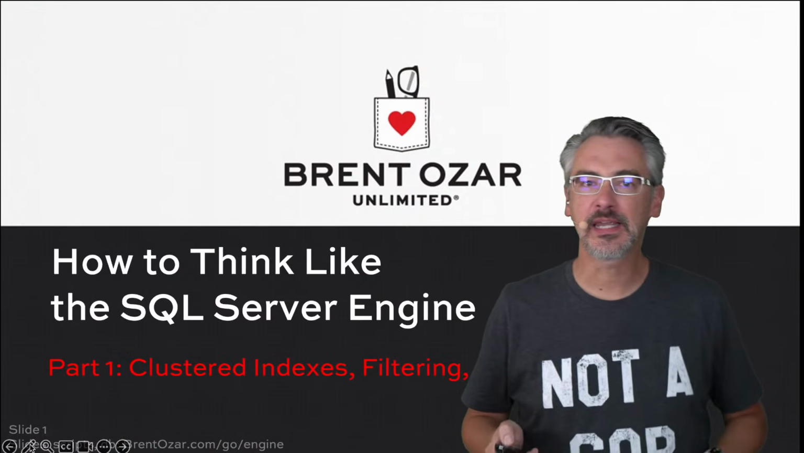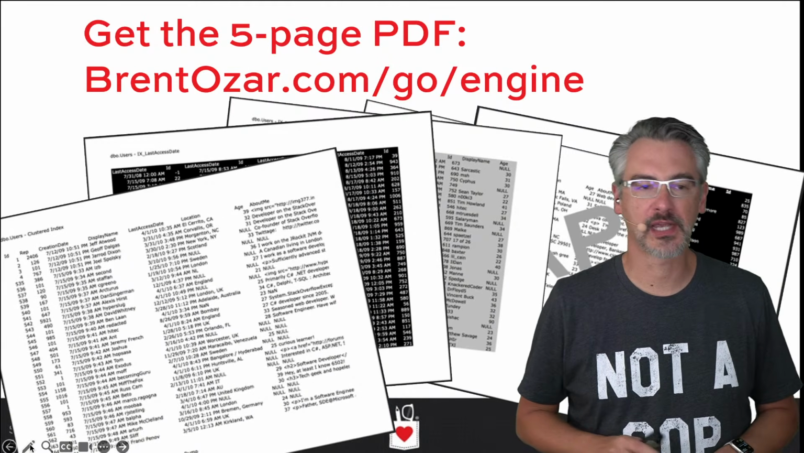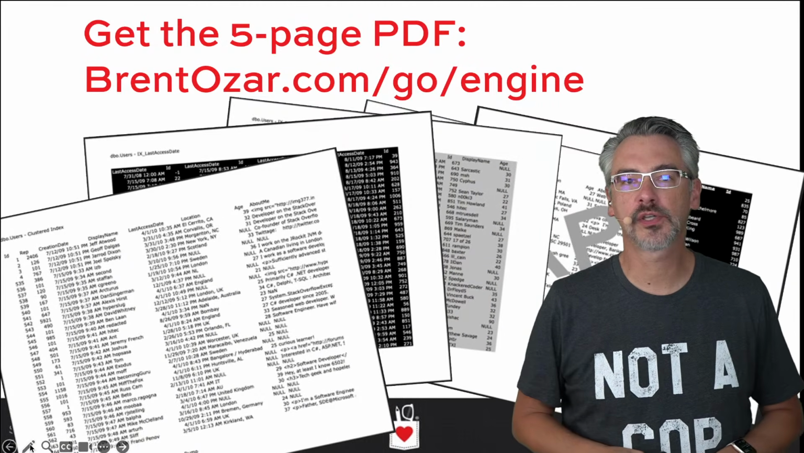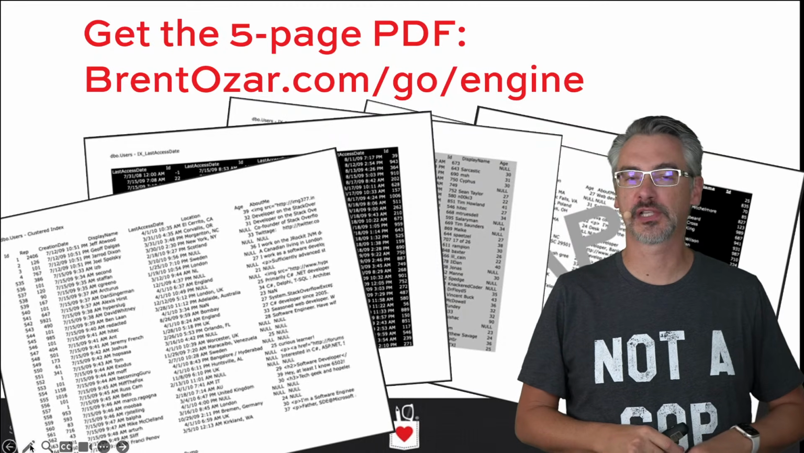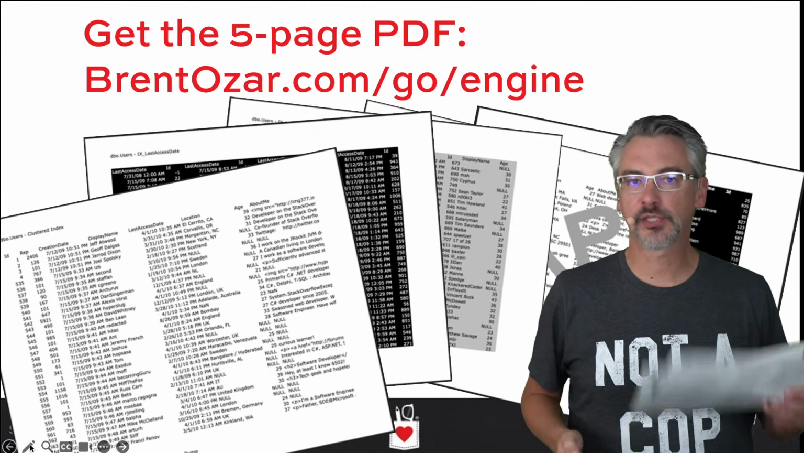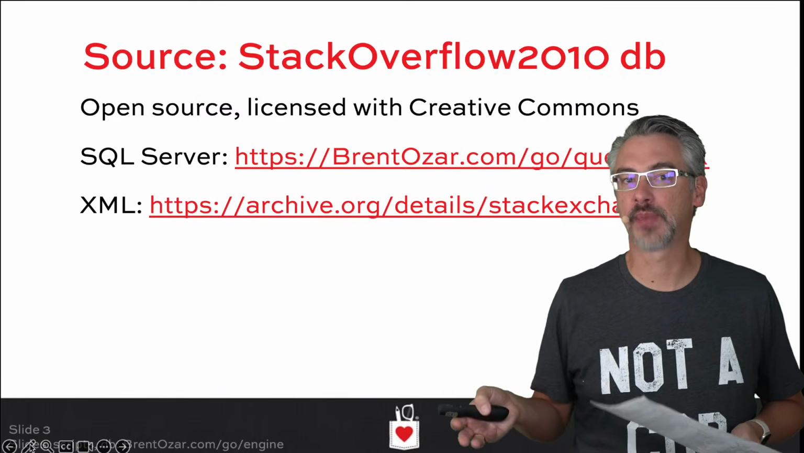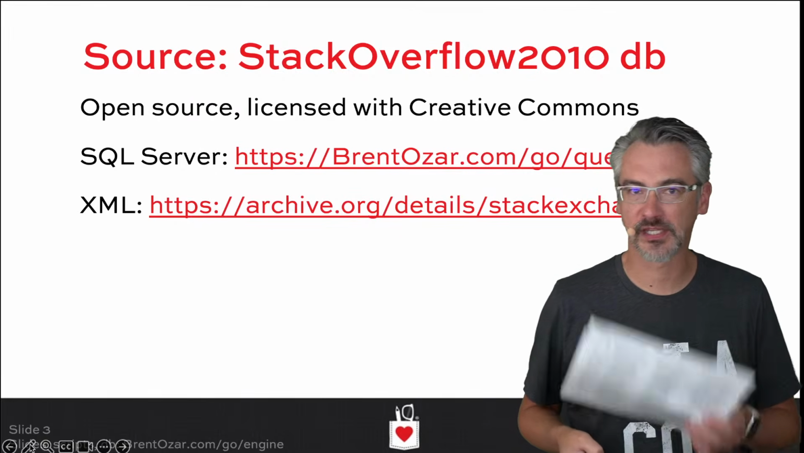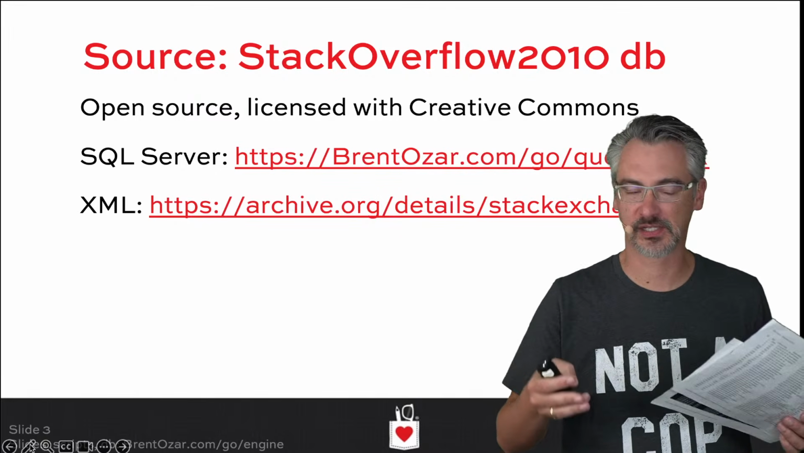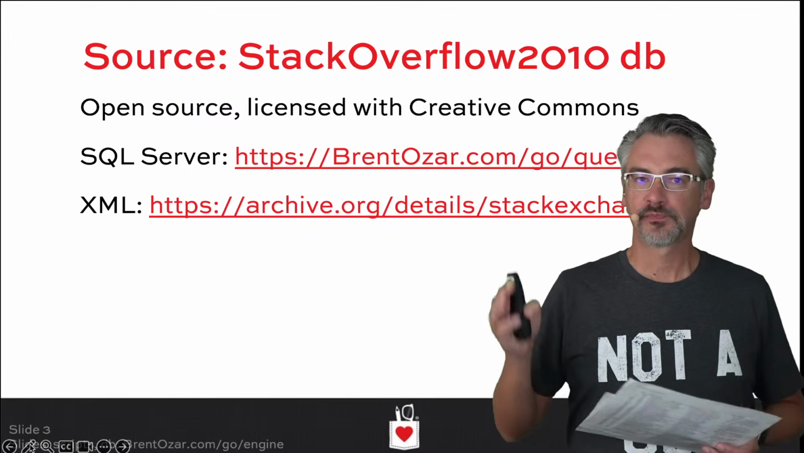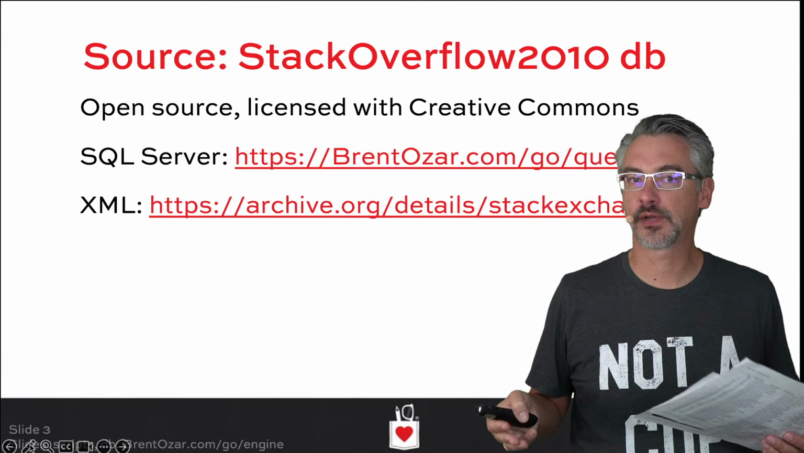So the PDFs, in case you didn't go grab those ahead of time, are over at brentozar.com/go/engine. And the source of these PDFs is actually the Stack Overflow database. Montreux says he has these PDFs up on his second monitor. That's an excellent way to do it. The source for this is the Stack Overflow database.